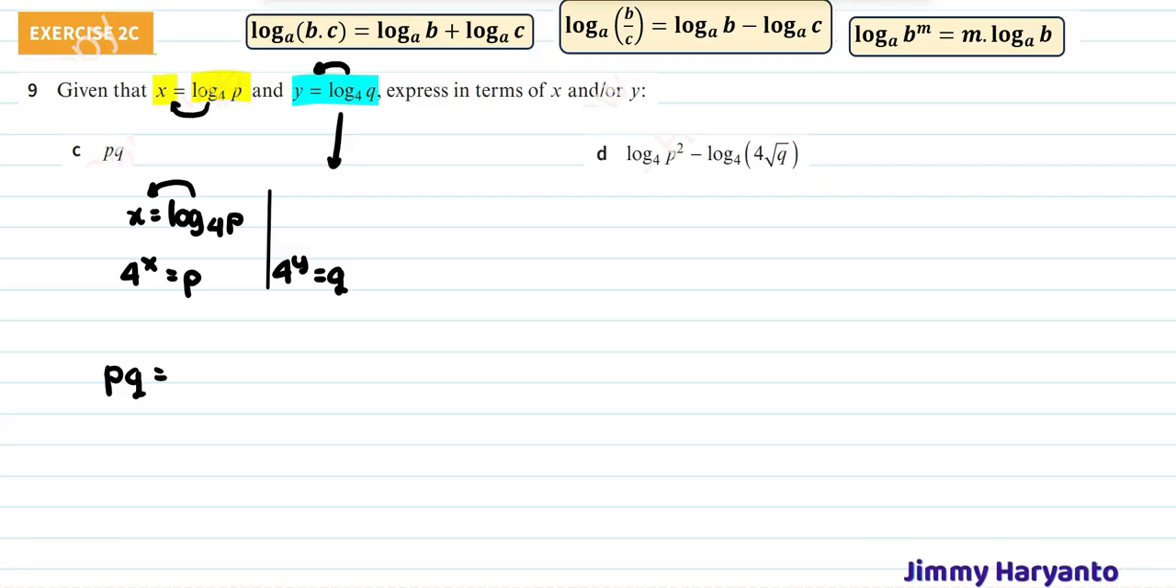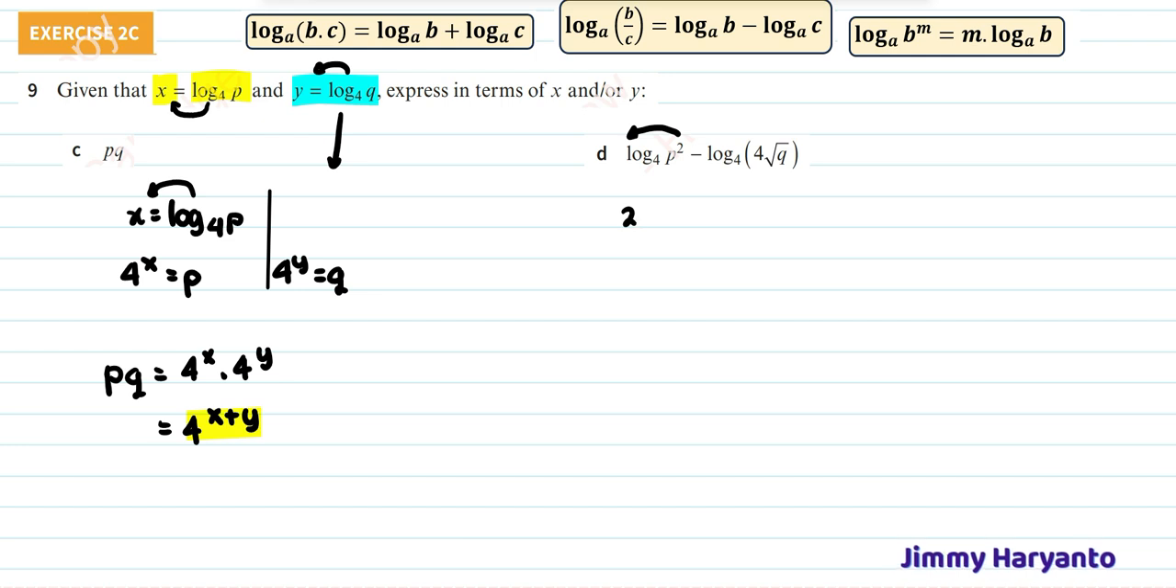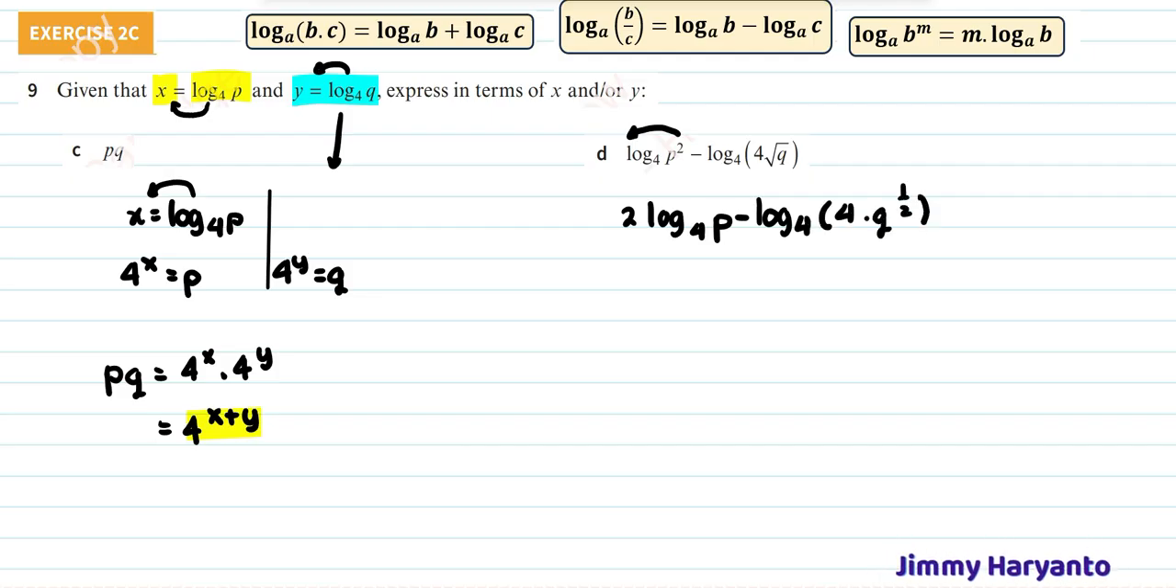That means pq equals to 4 to the power of x for the p, and then 4 to the power of y for the q. You can combine this by adding the powers. So the final answer is 4 to the power of x plus y. For this one, you only have to move the 2. So 2 logarithm of 4 and p minus logarithm of 4, open brackets, 4 times q to the power of half. To the power of half is coming from the square roots.